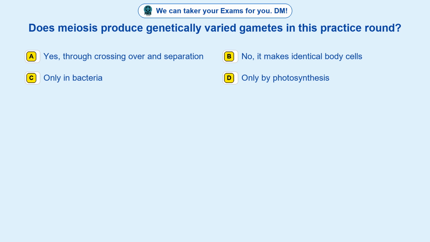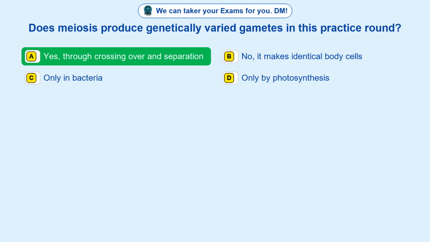Question 16. Does meiosis produce genetically varied gametes in this practice round? Option A. Yes, through crossing over and separation. Option B. No, it makes identical body cells. Option C. Only in bacteria. Option D. Only by photosynthesis.